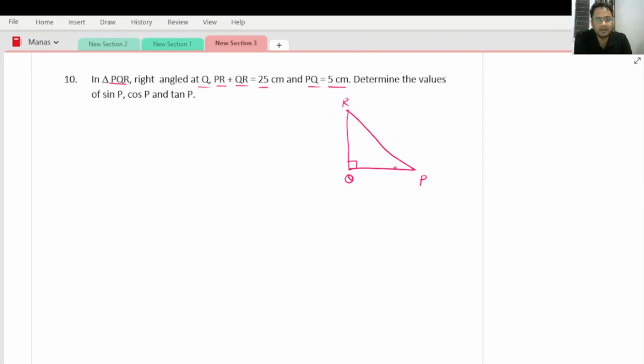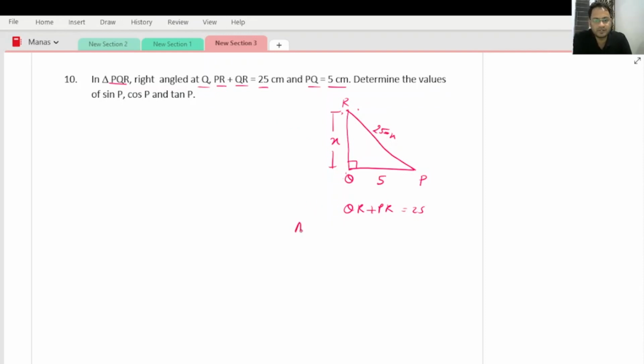Now here PR and QR is equal to 25. So QR plus PR is equal to 25, right? So if I take it as x, then this I need to take as 25 minus x. Obviously 25 is a bigger number and obviously the hypotenuse will be bigger. So 25 minus x, and PQ is equal to 5. So this is 5, right?